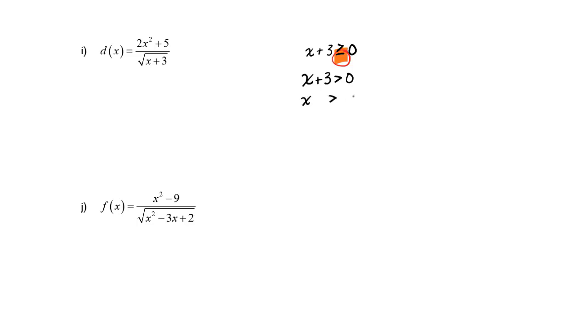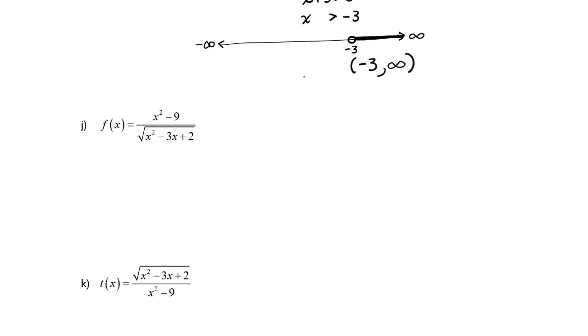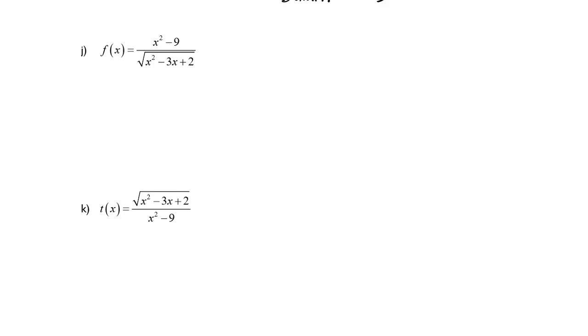So that means x can only be greater than negative 3. If we draw our number line so that we can create our interval, we have negative infinity to infinity. x has to be greater than negative 3. And so, pointing to the right, we can only have the interval from negative 3 to the right, and we do not include negative 3. So it's open parenthesis, negative 3 to infinity, close parenthesis. I should probably also say that is the domain. Okay, moving on to the next question.